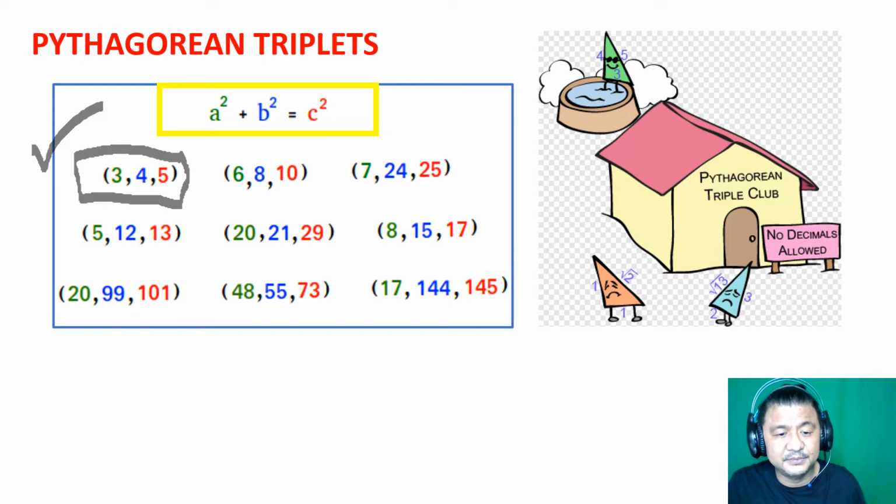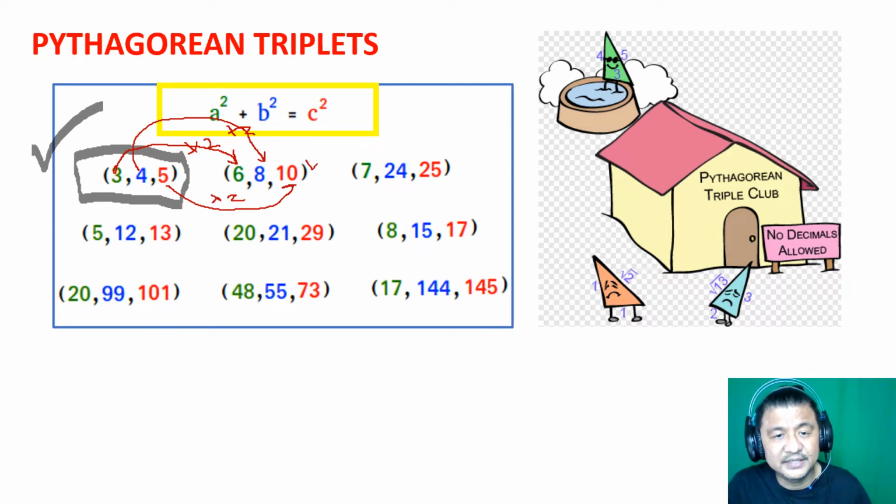Guess what? The second Pythagorean triplet here is just a multiple. So all the multiples are also triplets. Look at this, times 2, times 2. Okay, I just multiply that. 5 times 2.